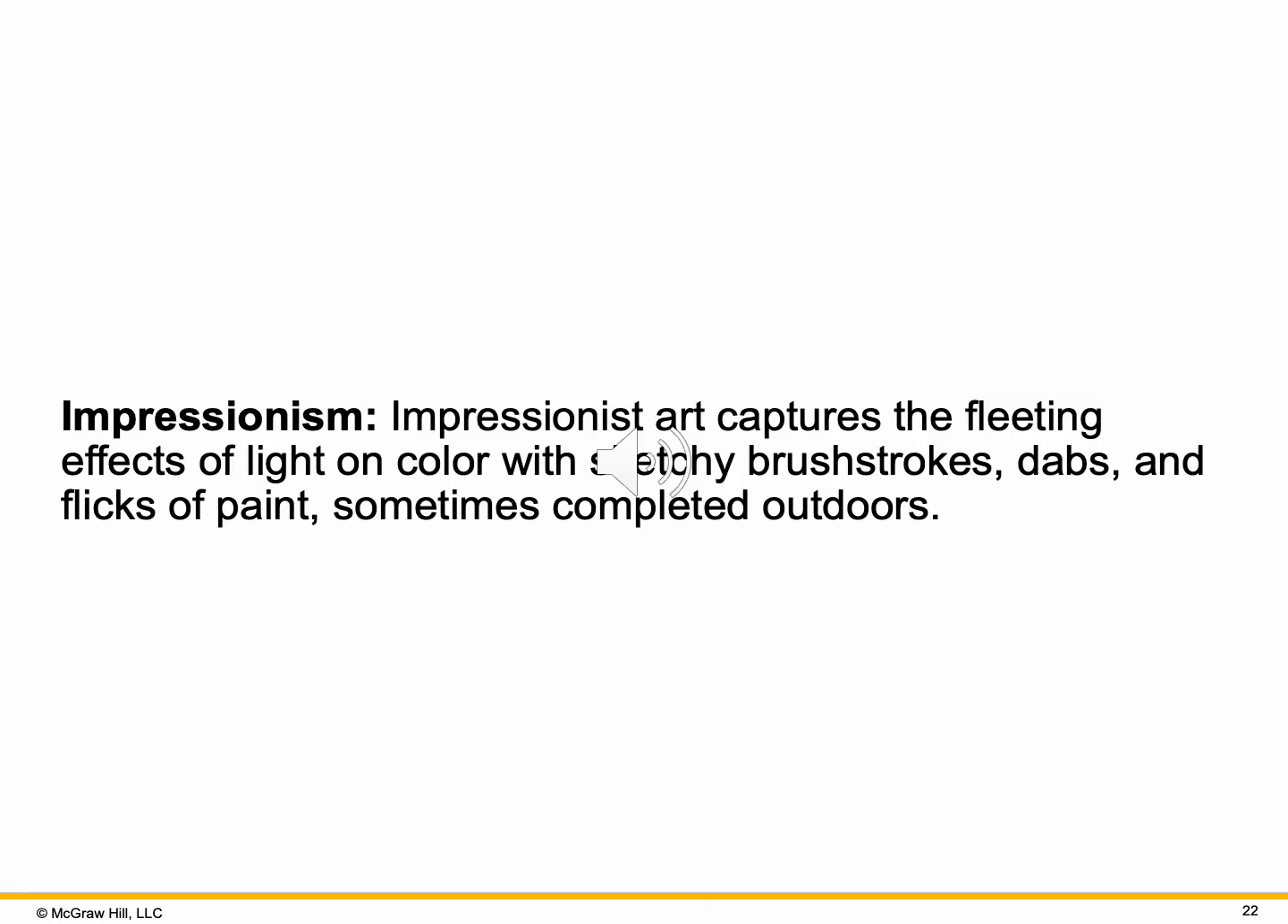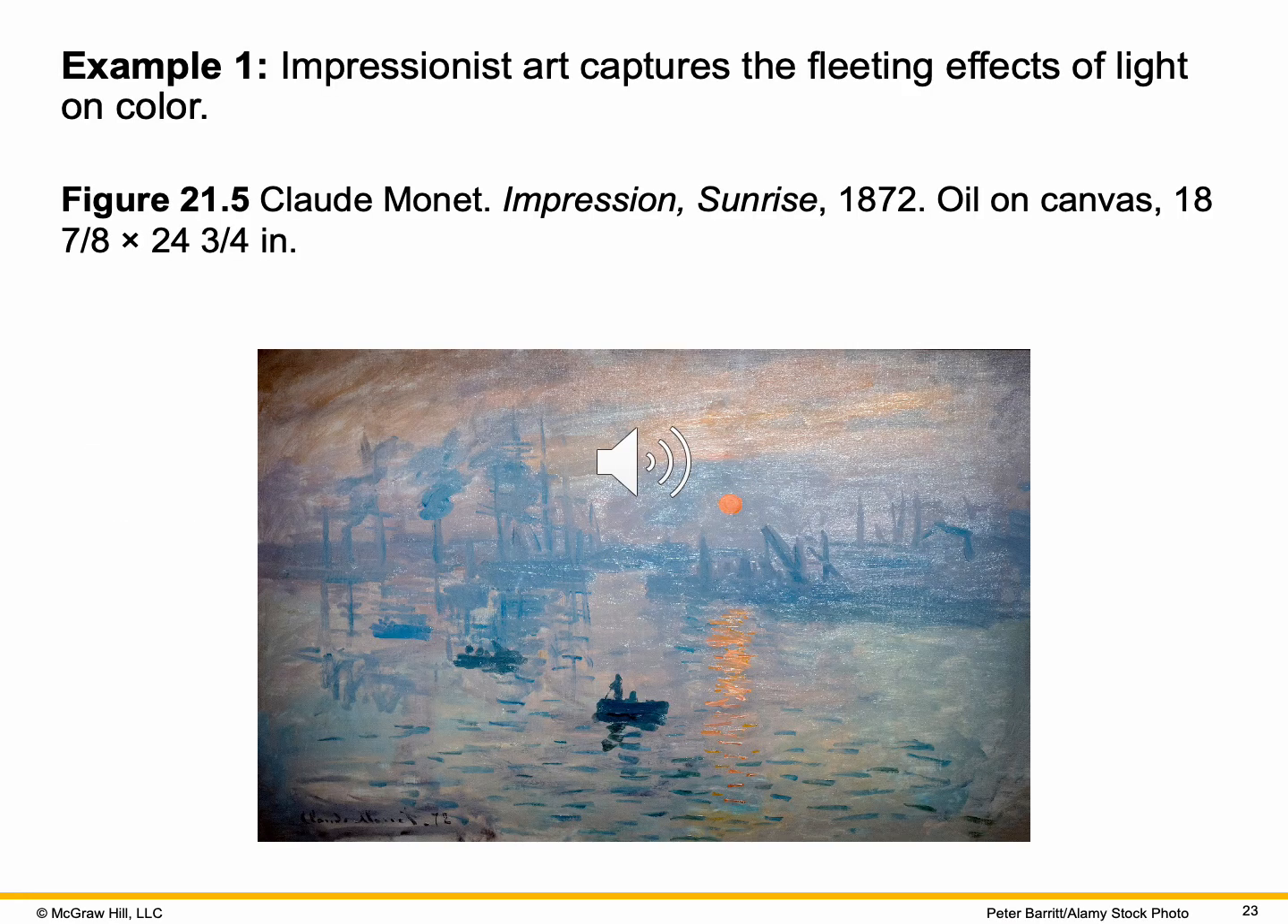Impressionism. Impressionist art captures the fleeting effects of light on color with sketchy brushstrokes, dabs, and flicks of paint, sometimes completed outdoors. This painting, entitled Impression, Sunrise, painted in 1872 by Claude Monet, was featured in an artist-run exhibit entitled Anonymous Society of Artists, Painters, Sculptors, and Printmakers, etc. The exhibit was attended by art critic Louis Leroy, who used the title of his article to explain what all the artists had in common.